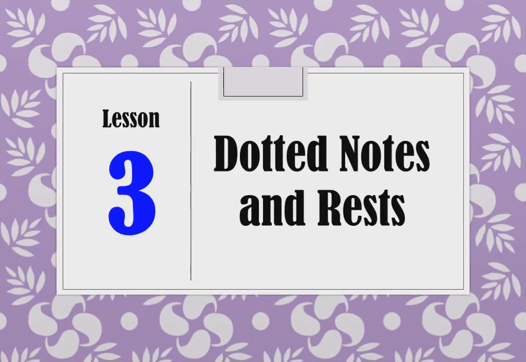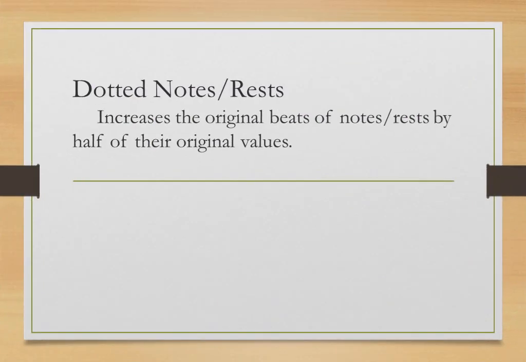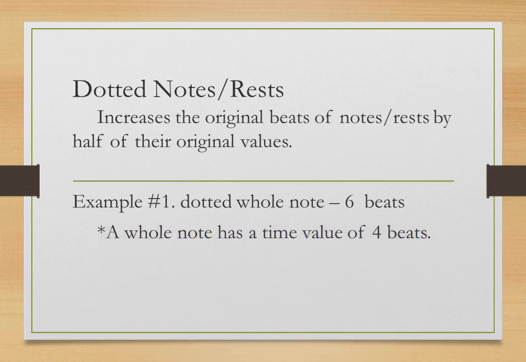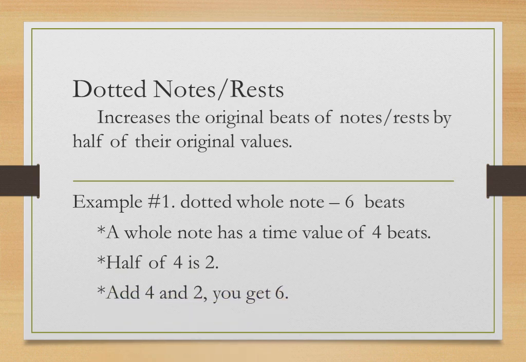We also have what we call dotted notes and dotted rests. Dotted means to increase the original bits of notes or rests by half of their original values. Let's have some examples. Example number 1. Dotted whole note has 6 bits. A whole note has a time value of 4 bits. Half of 4 is 2. Add 4 and 2, you get 6.